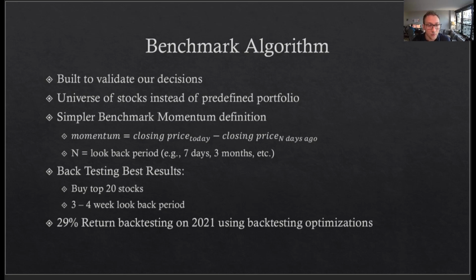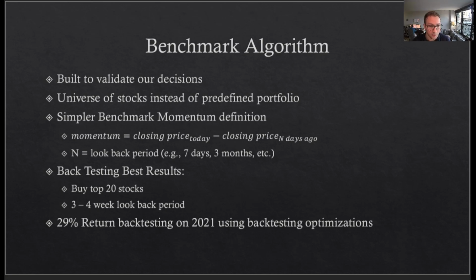We played around with different look-back periods, which is what n represents, and the number of stocks to buy, and found the best results when we would buy the top 20 stocks with the highest momentum each day, and a relatively shorter look-back period around 3 to 4 weeks. Shorter and longer look-back periods than this performed very poorly, actually.